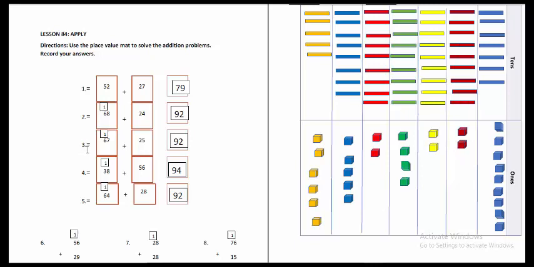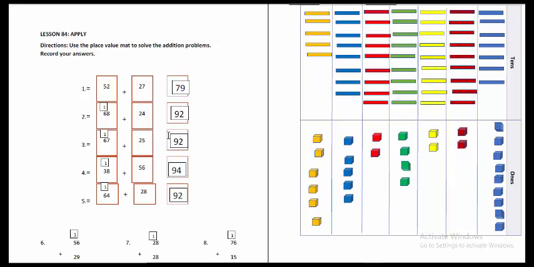Number 3, 67 plus 25. Ones plus ones, tens plus tens. 7 plus 5. All of you please put 7 in your minds, 5 on your fingers, and count after 7: 8, 9, 10, 11, 12. Did we have to write 12? No.